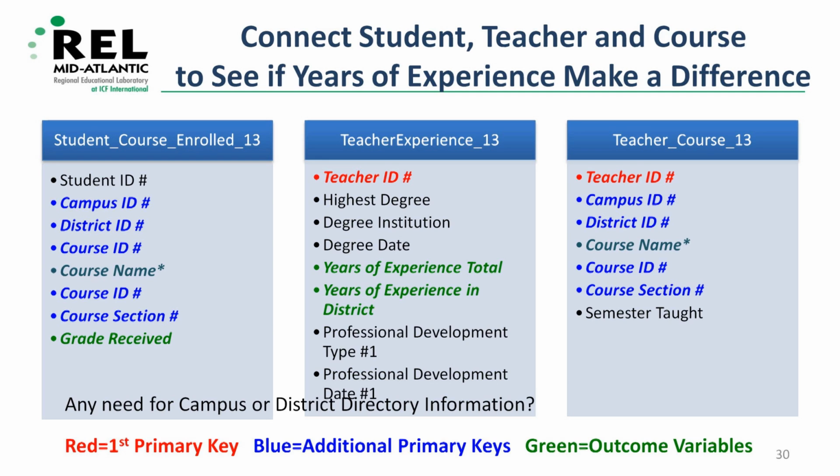Or even, from the student, you have student ID, campus, district, course ID. Well, apparently you have course ID twice. Course name, course section. The teacher, in the years of experience, you might just have the teacher ID and then the years of experience. And then on the course record, you know which campus, district, they taught that course, which course ID, which section number.